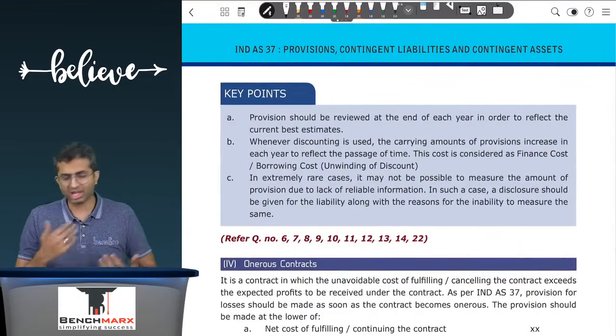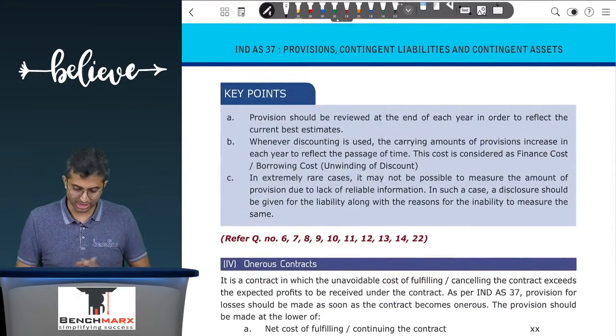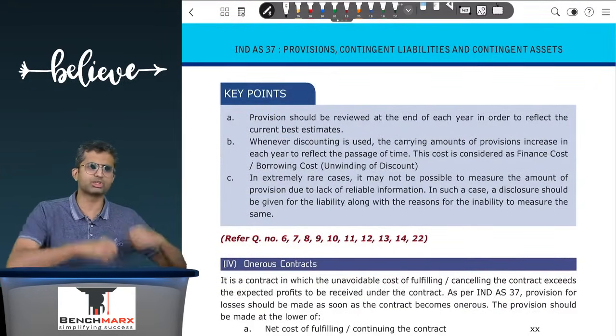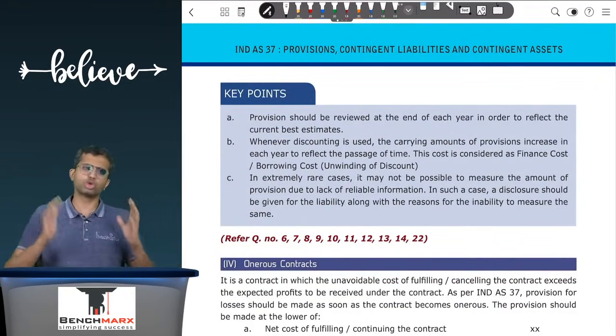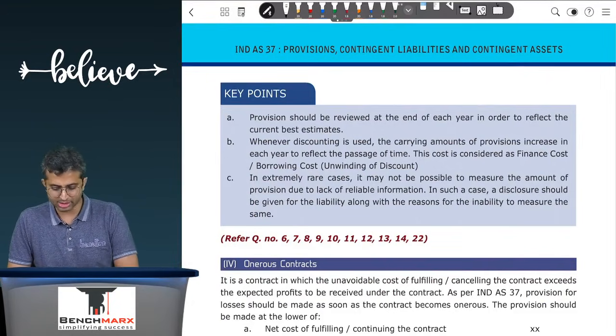Again, provisions are liabilities, and hence they should be remeasured at each balance sheet date to reflect the current best estimates. It is not that it is equity in nature and hence once determined it cannot be remeasured. No, provisions have to be remeasured at each balance sheet date to reflect the current best estimates.